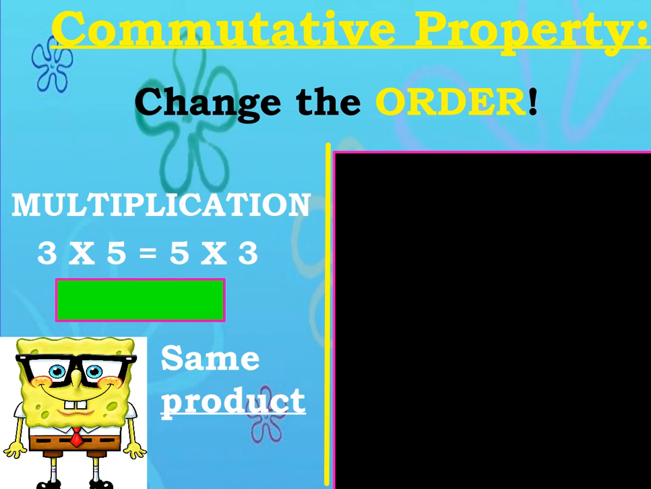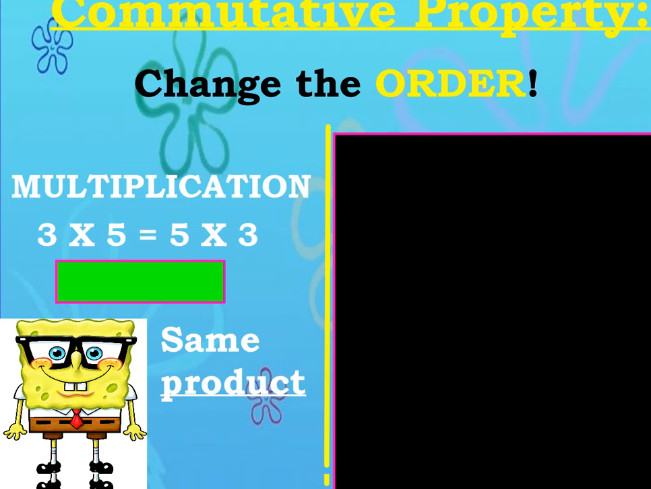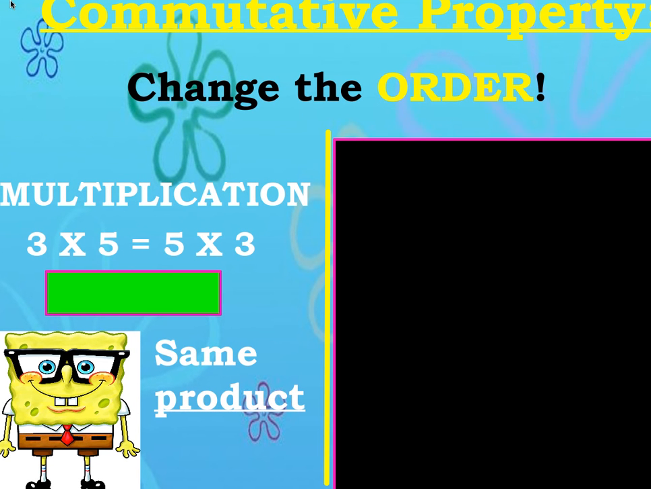Hey everyone, I just wanted to review the commutative and associative properties. That's going to be coming up in your lessons for this week, so let's talk about it. First of all, the commutative property. This is where you're going to see how changing the order of the equation does not change the answer.